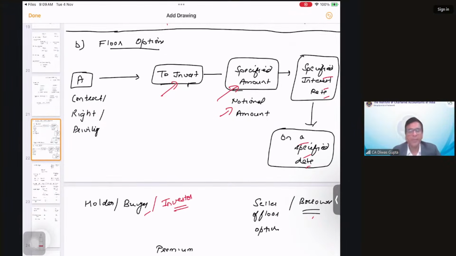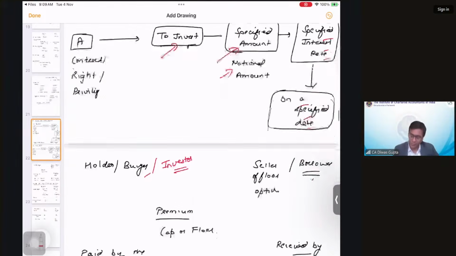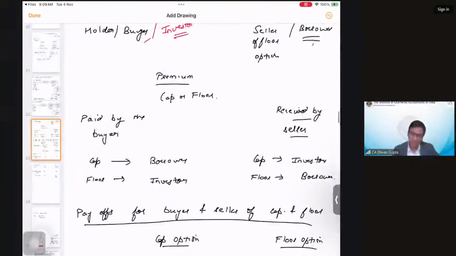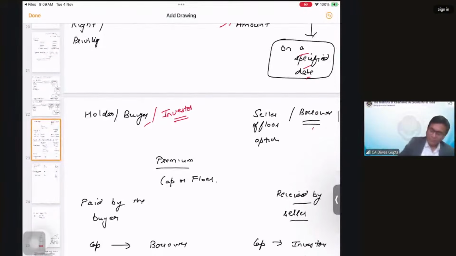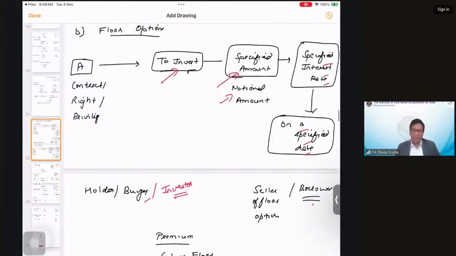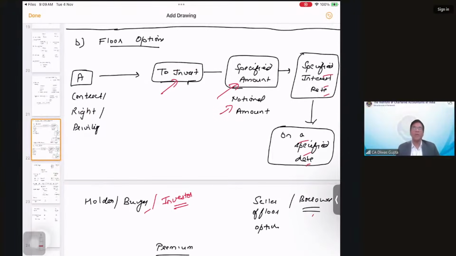Clear? So if you see, here also there is an option. It's not a mandate to invest at this rate. You have an option that up to 3 months, or let's say up to 1 year, if you want, you can invest into this, right? And that is where the notional amount will come in.